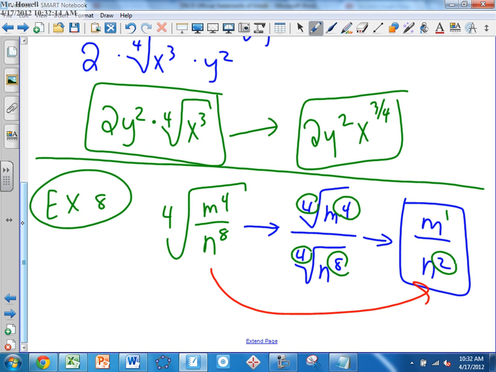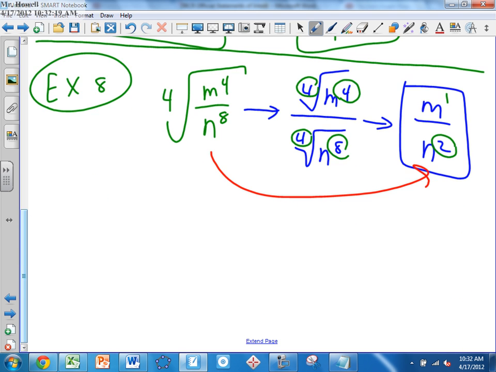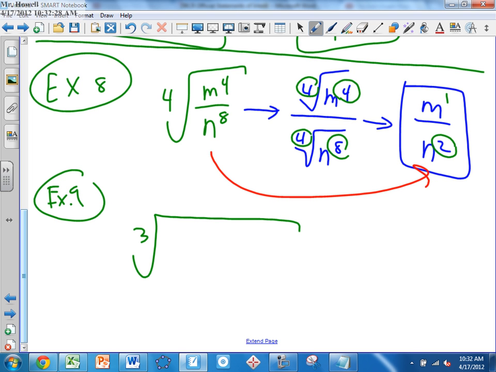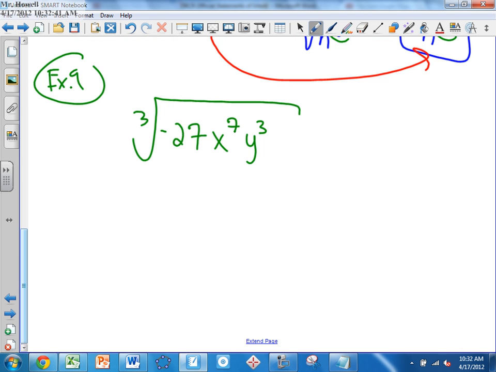Let's go to an example now where it's a little bit different than that. What if we had, let's say, the third root of negative 27 x to the 7th y to the 3rd. Okay, x to the 7th y to the 3rd. So, right away, what do you notice?